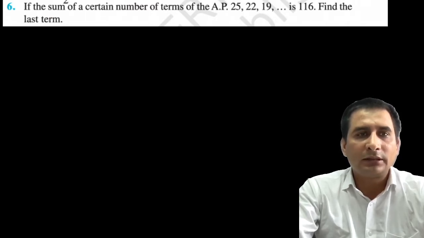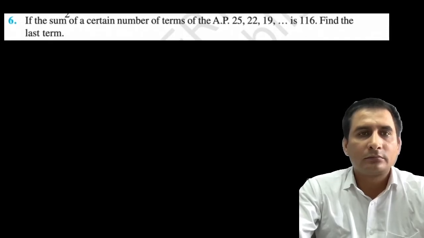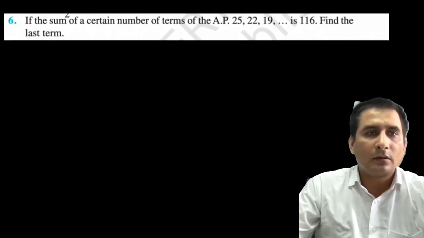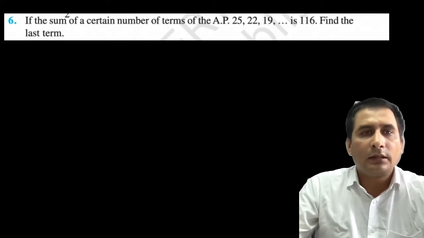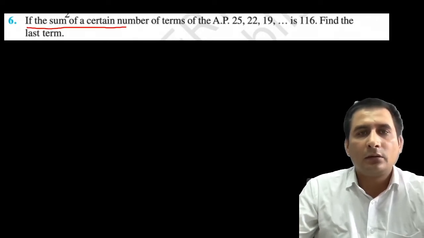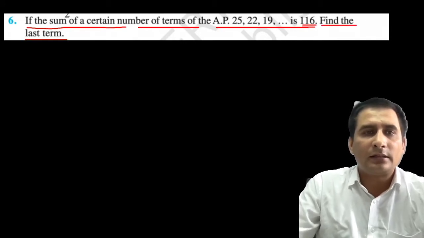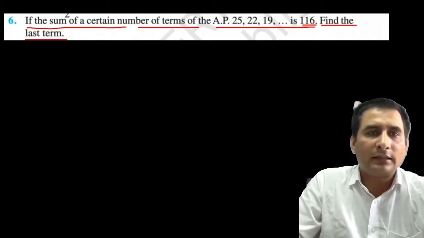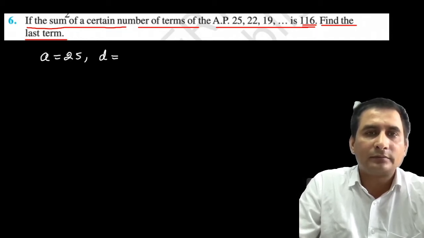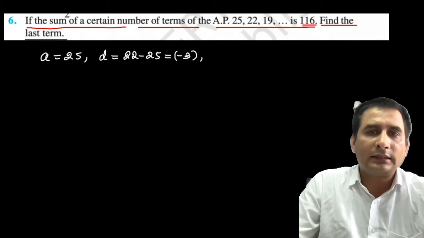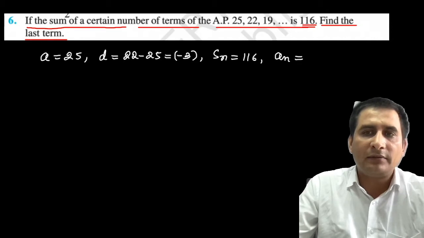Look at question number 6 here. If the sum of a certain number of terms of the AP is 116, find the last term. So the last term we need to find. Let us write the given data here. First term a is 25. What is d in this case? Yes, it's minus 3. And Sn given in this question is 116, and we need to find An, the last term.